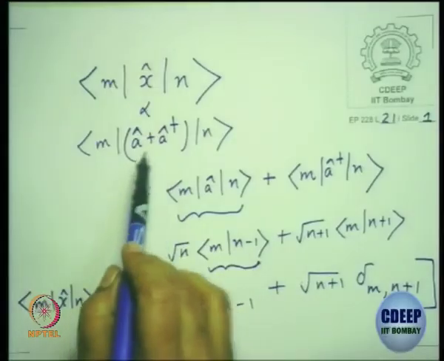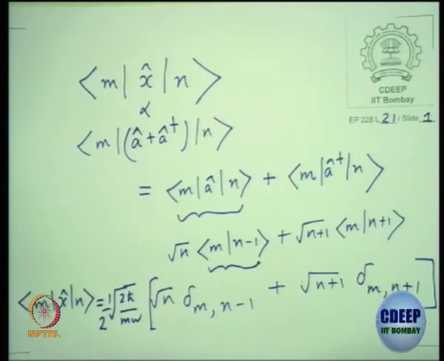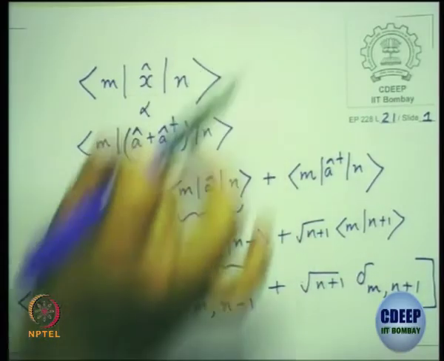Similarly, you can work out for the P operator. What is the modification? It will be A minus A dagger, and then the factors will have a 1 over 2i. Okay. So this will be the matrix element, which is written nicely when you write the X operator in terms of the ladder operators.